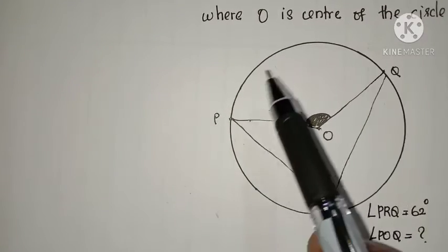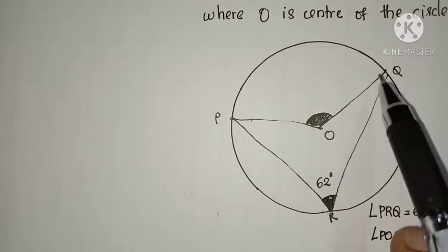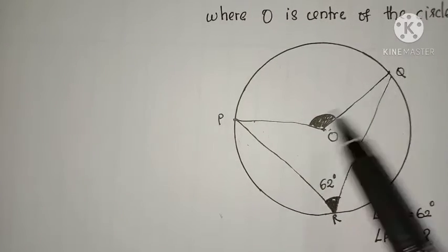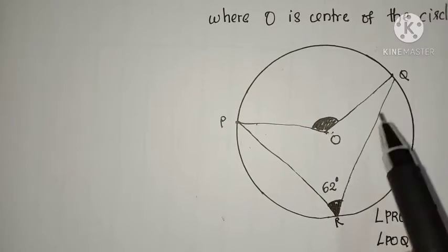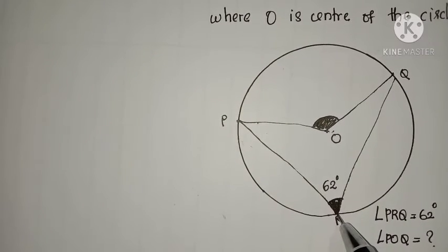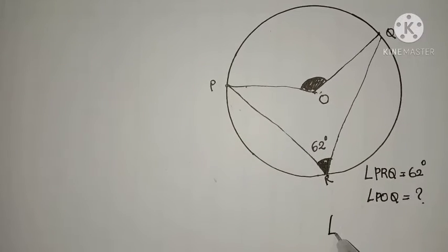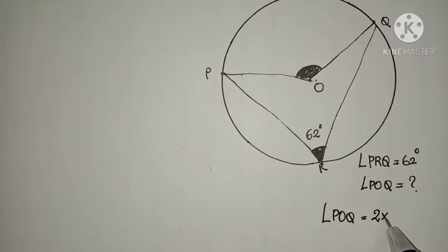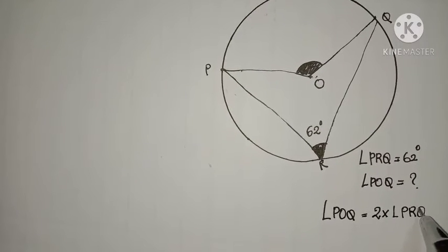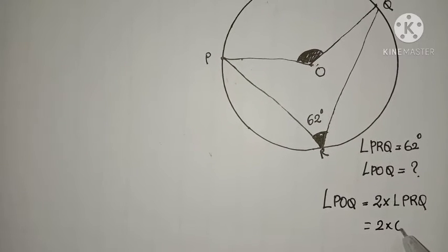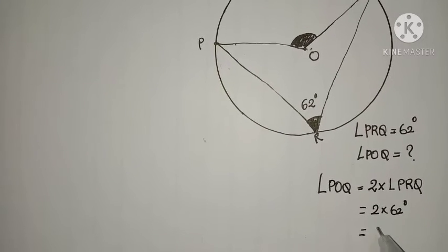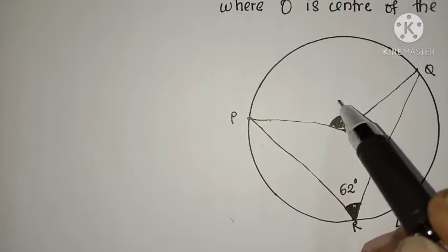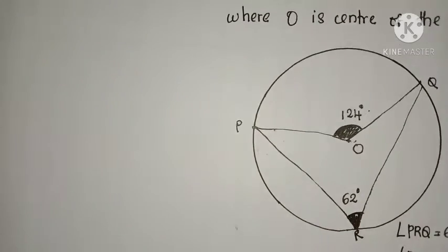The angle made by an arc at the center is double of the angle subtended by the same arc at another point on the circle. So angle POQ, using that theorem, we can write, is double of the angle PRQ. So 2 into 62 degrees. 2 into 62 is equal to 124 degrees. Angle POQ is equal to 124 degrees.